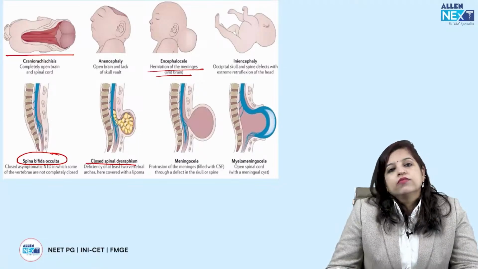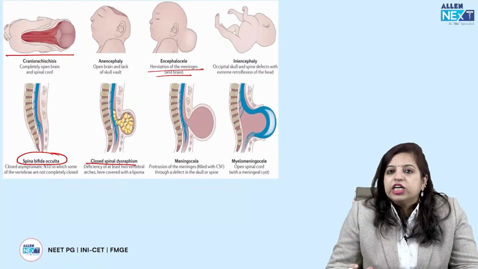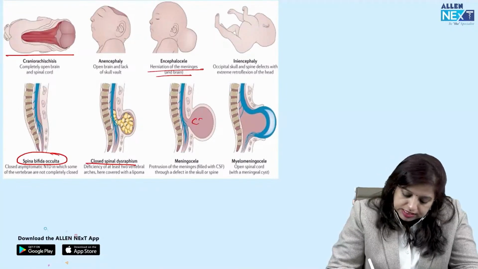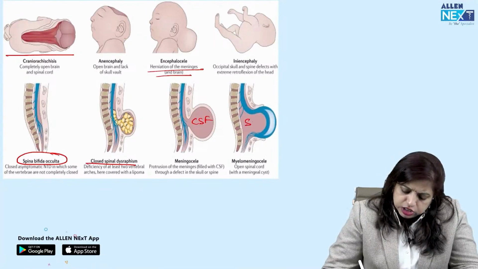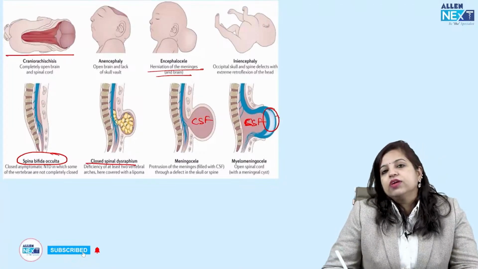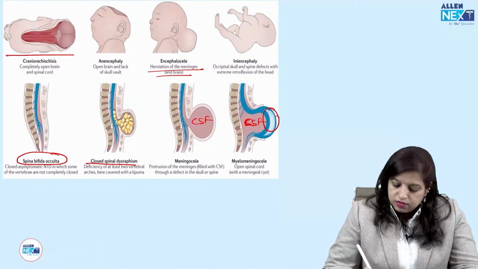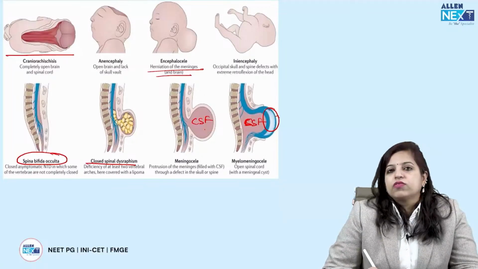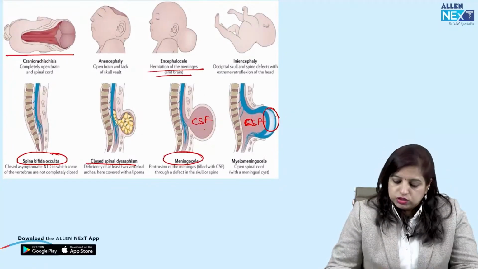of the spinal cord, which can be just the herniation of the meninges along with the CSF, or there can be herniation along with the CSF and even the spinal cord. Then we call it meningomyelocele. When there is only herniation of CSF along with the meninges, we call it meningocele, right?